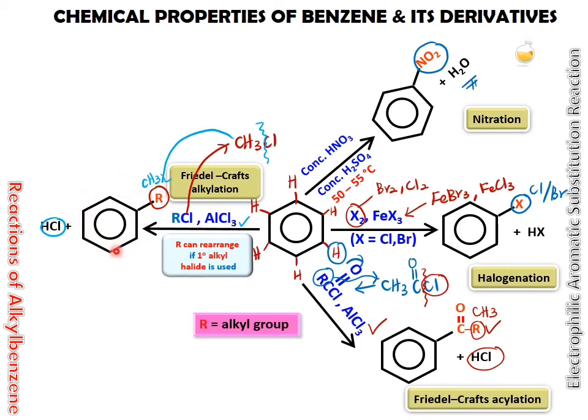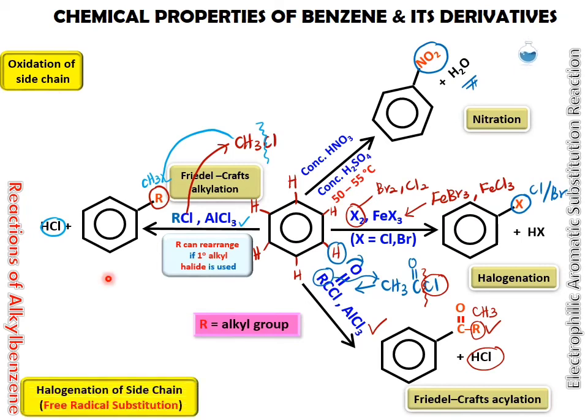So this alkyl benzene can undergo further reaction. Dia boleh pergi lagi reaction. Okay, contoh reaction yang pertama dia boleh buat adalah oxidation of side chain. Okay, and reaction yang kedua adalah halogenation of side chain. So this reaction will undergo free radical substitution reaction. Okay, so how? Look at this example.